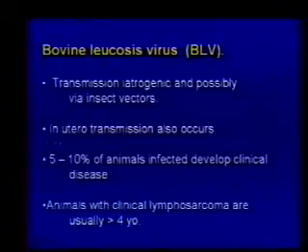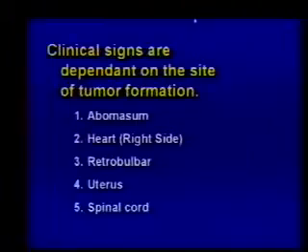There may also be an in utero transmission, and 5 to 10% of animals infected develop the clinical disease. Animals with clinical lymphosarcoma are usually greater than 4 years of age. So bovine leukemia virus predisposes the cow to bovine lymphosarcoma. The clinical signs of lymphosarcoma are dependent on the site of tumor formation.